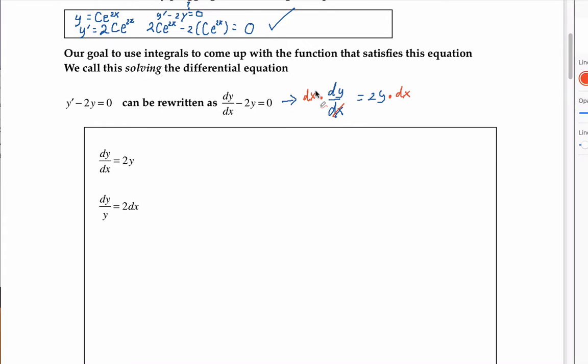So that cancels the dx on the left side. And then I'm going to divide both sides by y here, and that'll cancel the y's. And so that's how I'm going from here to here to here.